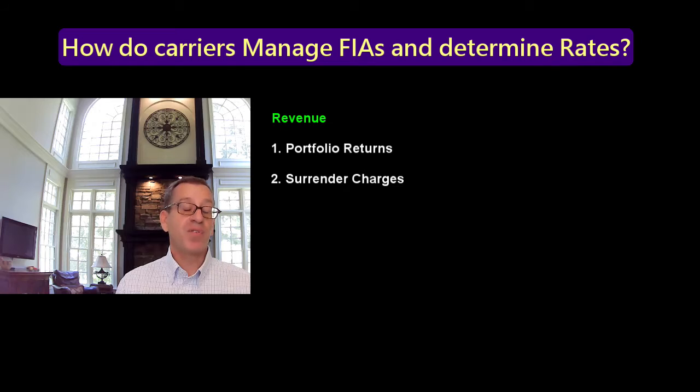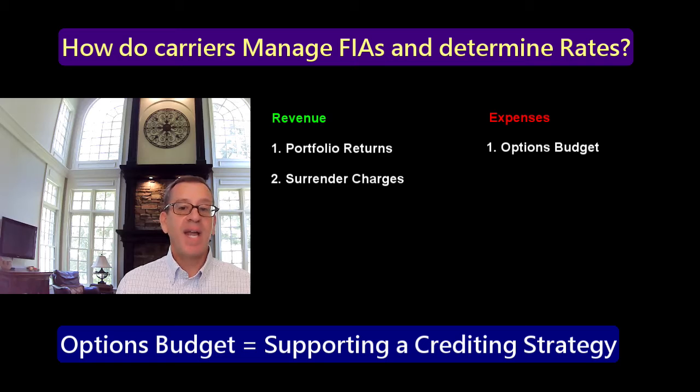From this revenue stream, made up of cash flows from the invested assets and surrender charges, the insurer needs to pay the costs associated with the strategy the policyholder selected. For example, a 1-year point-to-point return on the S&P 500, say, capped at 10%. This cost is referred to by insurers as the options budget.